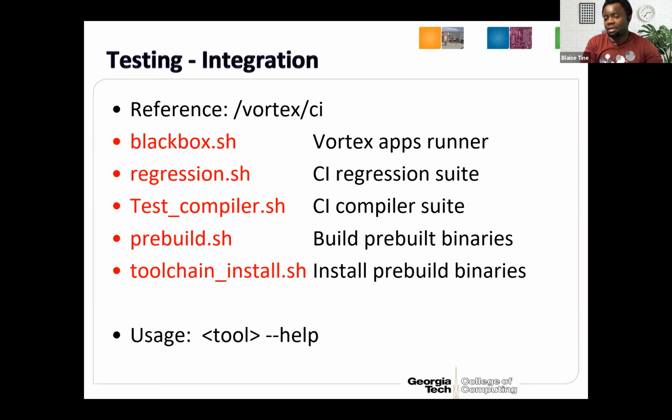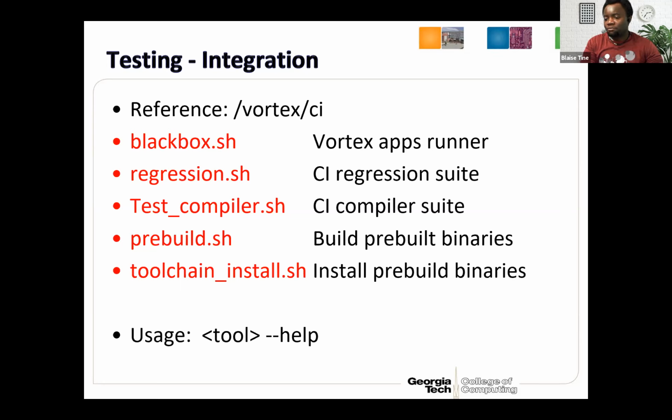So this is what we use for pretty much executing everything. The regression script is what is running on the server during the continuous integration test. And this one basically executes all the tests in the code base, including the compiler tests. It deletes all the compiled kernels, rebuilds them again, and validates that they're correct.